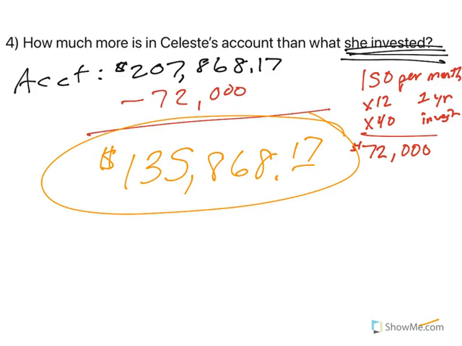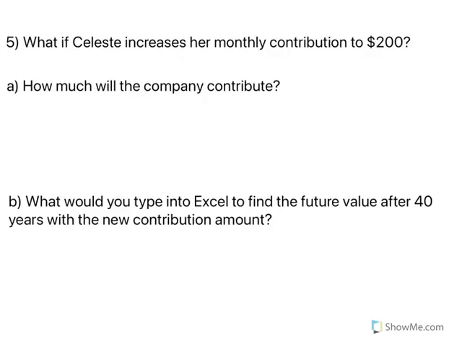So this is money that Celeste now has that she did not invest. So it's partly the company, right? Because her company invested a little bit and the rest is interest. So that all goes together to make this up.